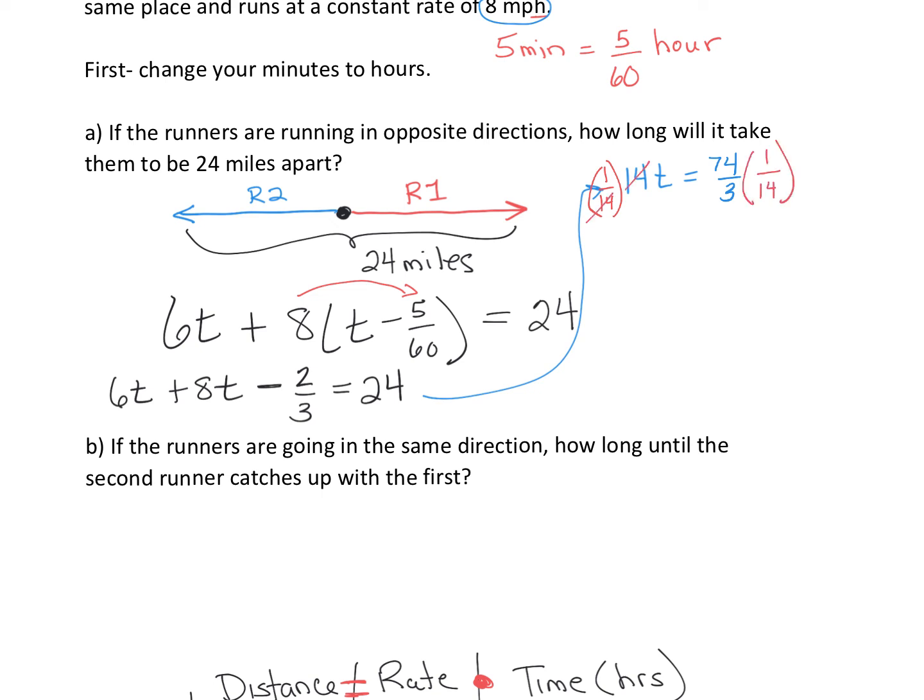So the 14s are going to cancel, and we get t is equal to 1.76, and t, remember, we wrote it on our table, is hours. So we can say it will take 1.76 hours to be 24 miles apart.